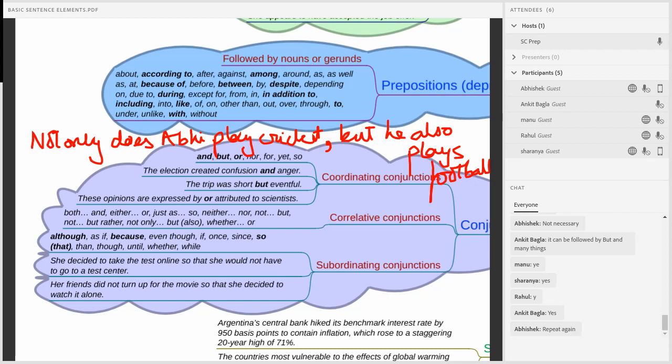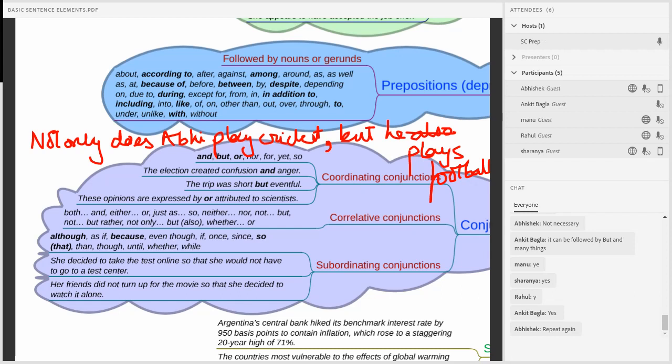Now, the first point is no matter what you do, you can drop the also anytime you want. So, does this sound okay? Not only does Abhishek play cricket, but he plays football. Hello? Or not sure? I'm guessing you're not sure. Okay, so take it from me. You can drop the also. You can drop the also anytime you want in not only but also.